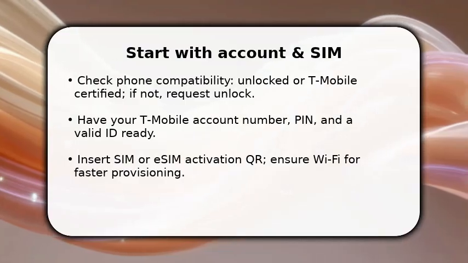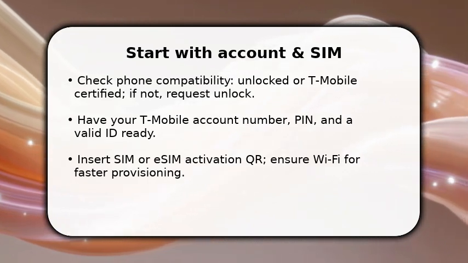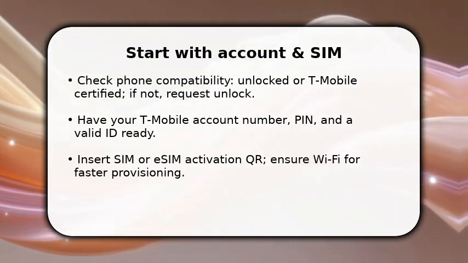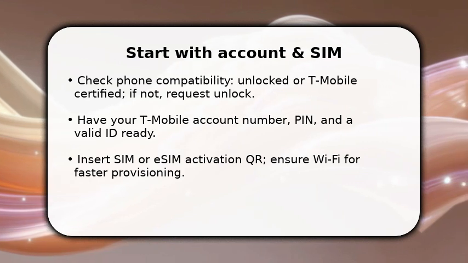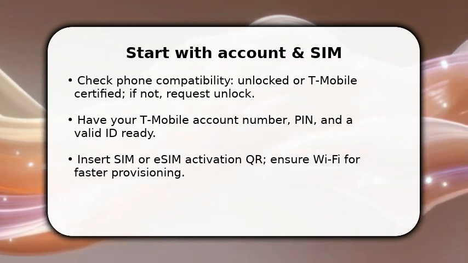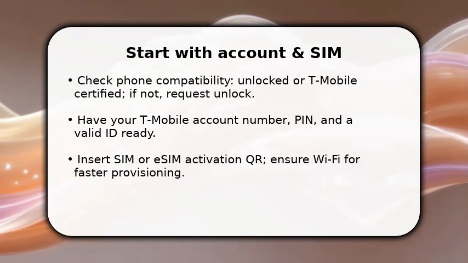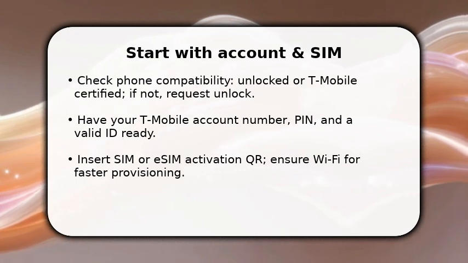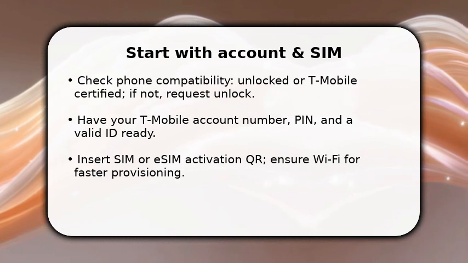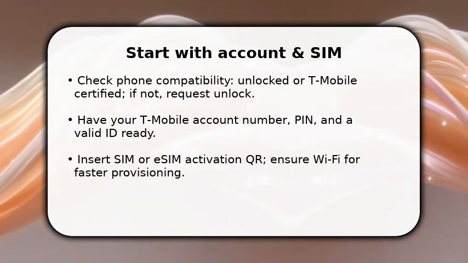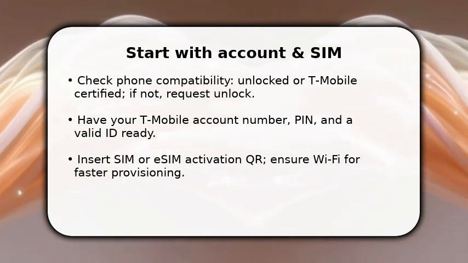You begin by confirming the essentials: phone compatibility and account access. First, check that your device is unlocked or listed as T-Mobile compatible, because that prevents activation errors. Once done, locate your account number and account PIN. These let you transfer or set up service quickly. Make sure you have a valid ID for verification, then insert the physical SIM or scan the eSIM QR code. Use Wi-Fi during activation to speed the download and avoid cellular delays.